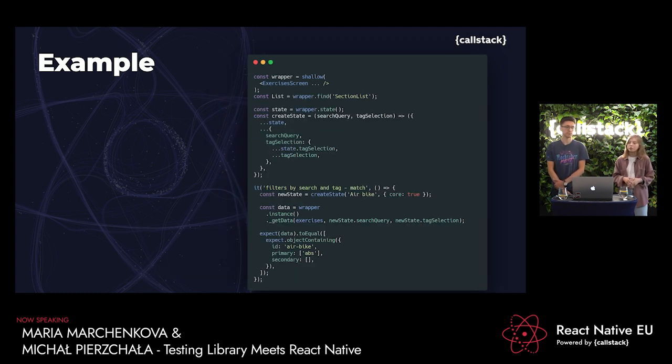In the next example, we test if filtering by search and tag values matches the output. This will show how we can simulate events with the Enzyme library. First of all, we take our time to create an environment. In this case, it's not enough to just use shallow. We start the test by creating a new state, updating the search query with the tag selection. After that, we directly call the instance's getData to get the new state. And the last step is to check if the received data is appropriate to our expectations.